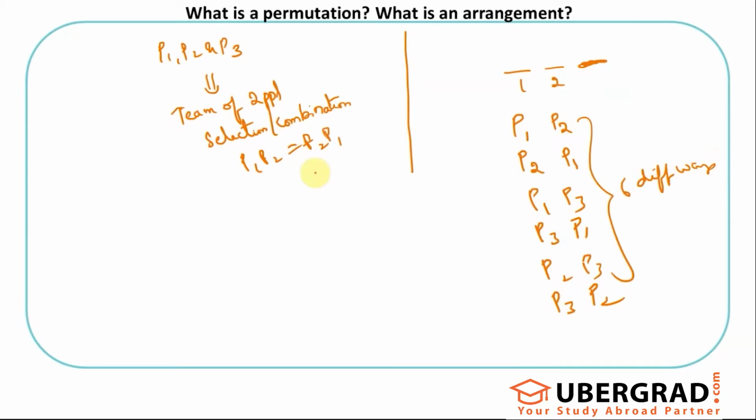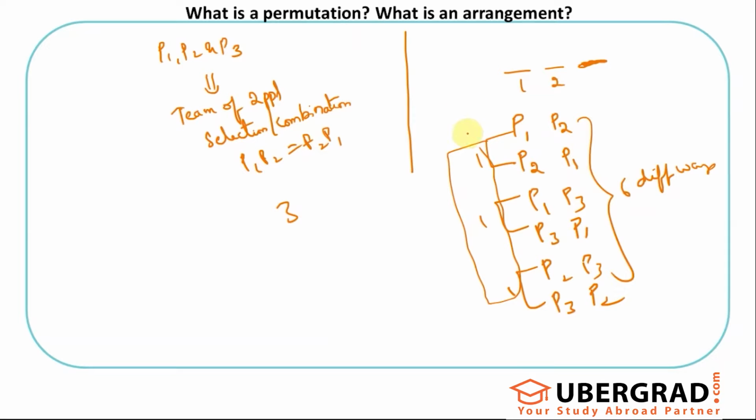If you remember, in the combinations we had only 3, because this and this is counted as 1, this and this is counted as 1, and this is counted as the same. That's why we had only 3 possibilities. But here, because the sequence also matters, we have 6. That's what the arrangement, the permutation, is. Basically, the position where they're standing or sitting, or whatever the things we're talking about, is also important. Then we have to use permutation for that.